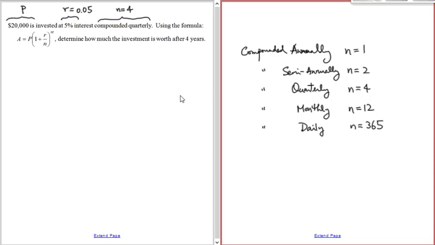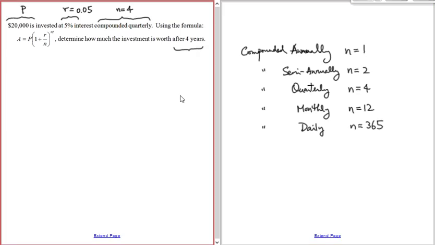But in this particular problem, n is equal to 4. Finally, we have the 4 years. What variable is 4? We have t. So let's plug it into the formula. A would be equal to 20,000 times, open parenthesis, 1 plus 0.05 divided by 4, and then raise it to the 4 times 4.